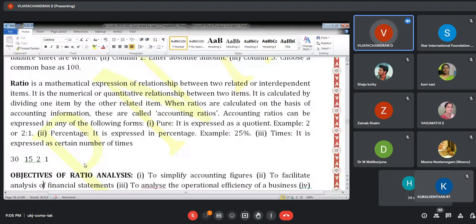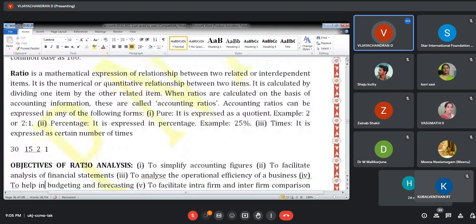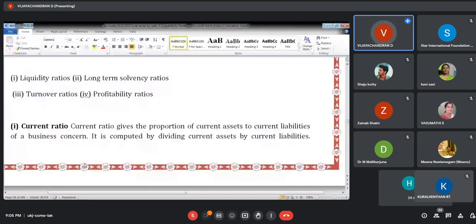So all will be expressed in terms of "is to 1". Suppose your answer is 5, it is 5 is to 1. If your answer is 2, it is 2 is to 1. Right. I told you three items are there: profitability ratio, turnover ratio, solvency. Solvency may be short term, maybe long term. Okay. Current ratio, as you know, is current asset divided by current liability.